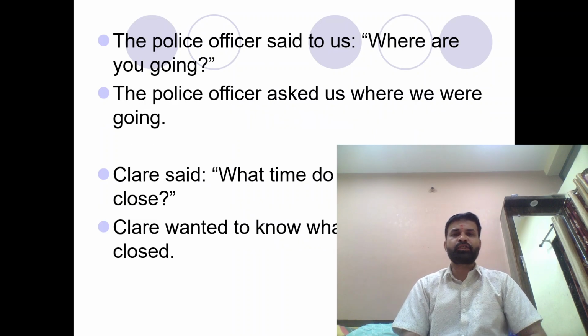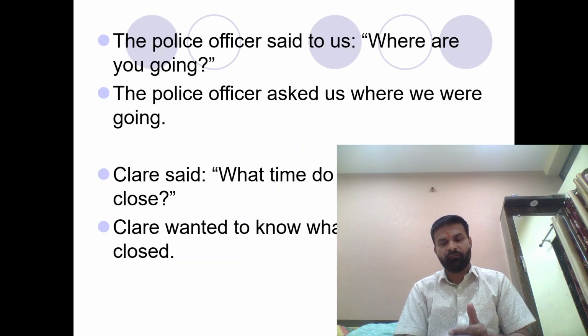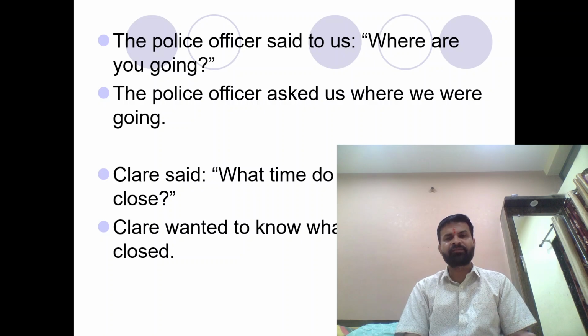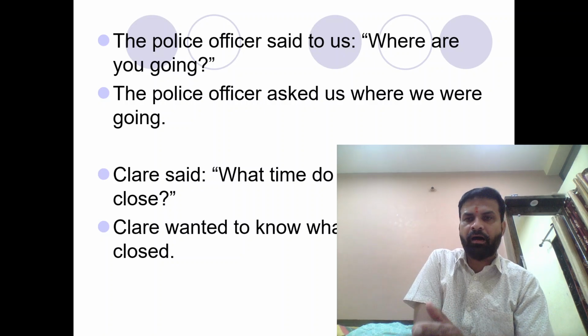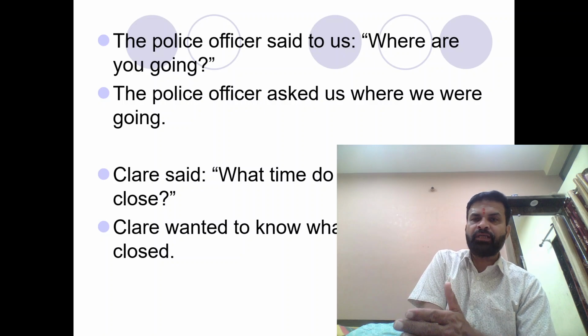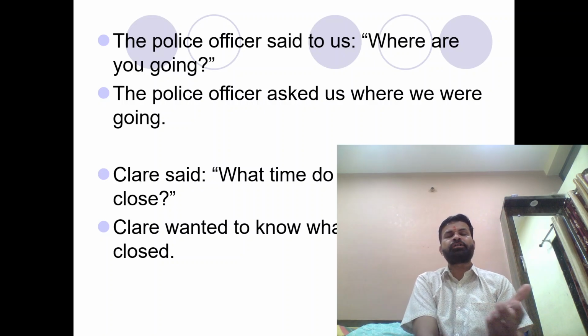Next, the police officer said to us, where are you going? This is a WH question. The police officer asked us where we were going. Again, you see here, where are you going? You is the subject, where is the WH word and are is the helping verb. Because it's a question, the helping verb is used before the subject you.